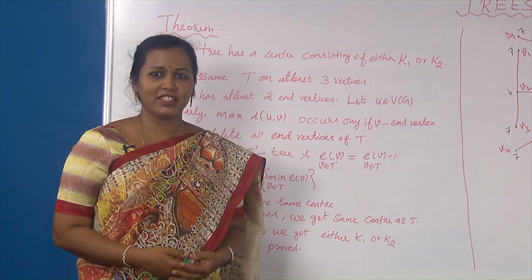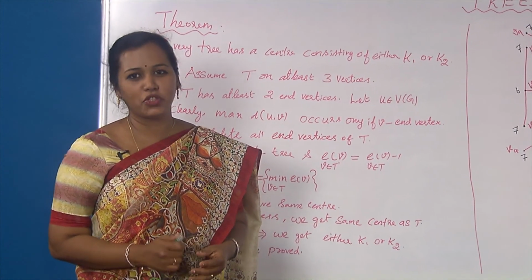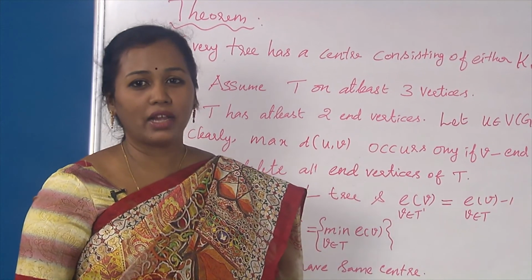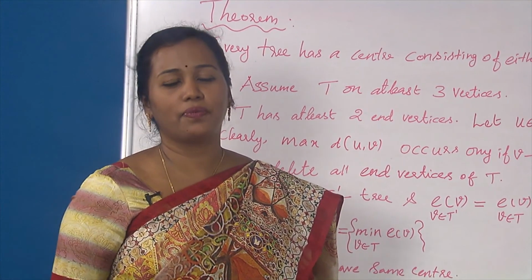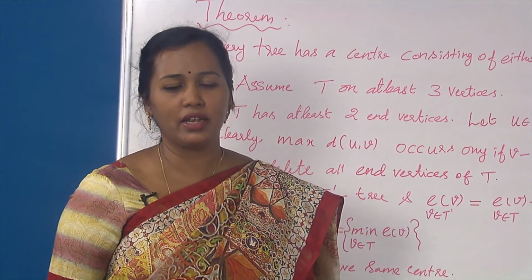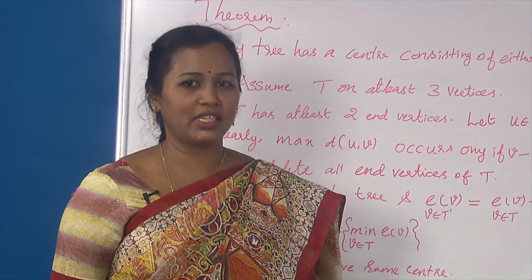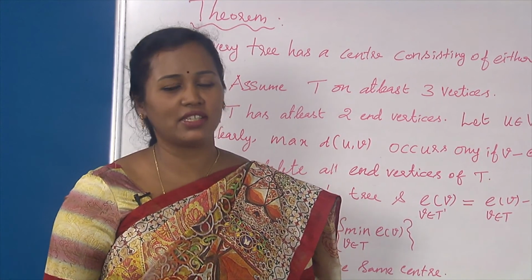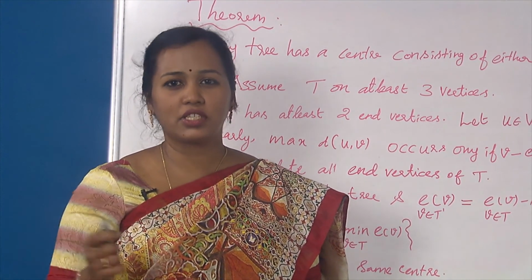The 15 seconds are now over. I am sure that most of you must have arrived at the right answer. For the path P3, the center of the graph is K1, and for the path P4, the center of the graph is K2. You must have calculated this using the eccentricities of the graph. Now, let us go on to the theorem.